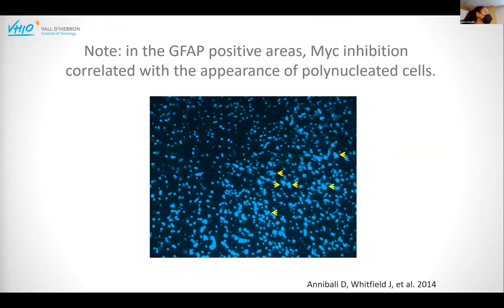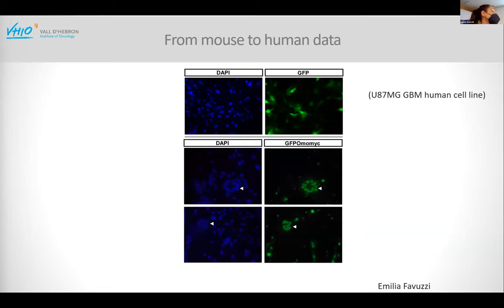And one thing that we noticed was that these regions were full of polynucleated cells. We thought that it was some sort of artifact of the fixation of the tissues, but it was happening only in the Omomyc treated animals. So we filed this as interesting, but we don't know why it's happening. However, in the meantime, somebody in Italy, Emilia Favuzzi in the laboratory of Sergio Nasi, was working with glioma human cell lines.